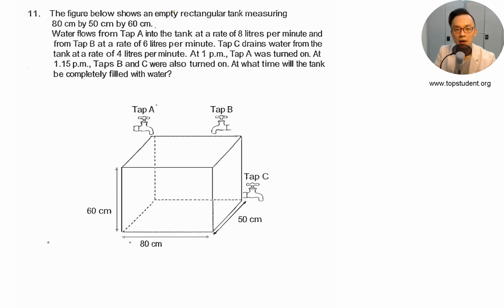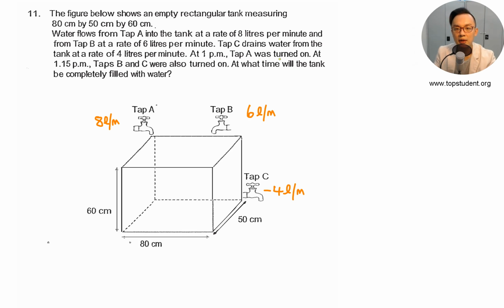The figure below shows an empty rectangular tank measuring 80 by 50 by 60. Water from tap A flows in the tank at a rate of 8 liters per minute. So once you see this, write down here 8 liters per minute. And tap B at a rate of 6 liters per minute. And tap C drains the water at 4 liters per minute. Let's put a negative sign because it drains water.